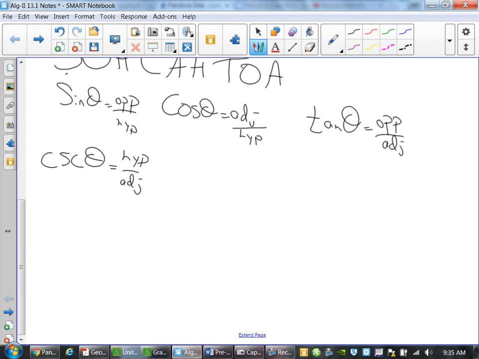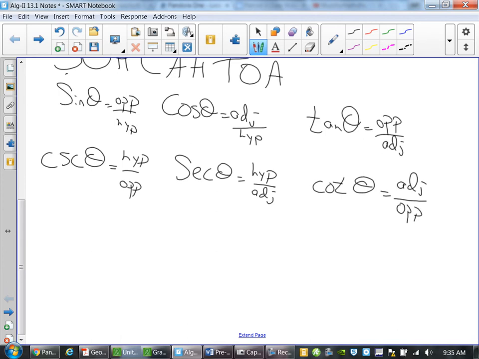The inverse of cosine is secant. And the inverse of tangent is cotangent, the inverse of the other one. Those are the reciprocal properties of Sokotoa. The inverse of sine is cosecant, the inverse of cosine is secant, and the inverse of tangent is cotangent.